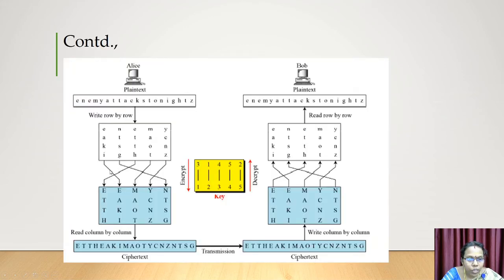In the case of encryption, column number 3 is moved to the first position in the ciphertext. Column number 1 is moved to the second position in the ciphertext. In the case of decryption, column 2 in the ciphertext is moved to column 1 in the corresponding plain text. Column number 4 is moved into column number 5 in the plain text.